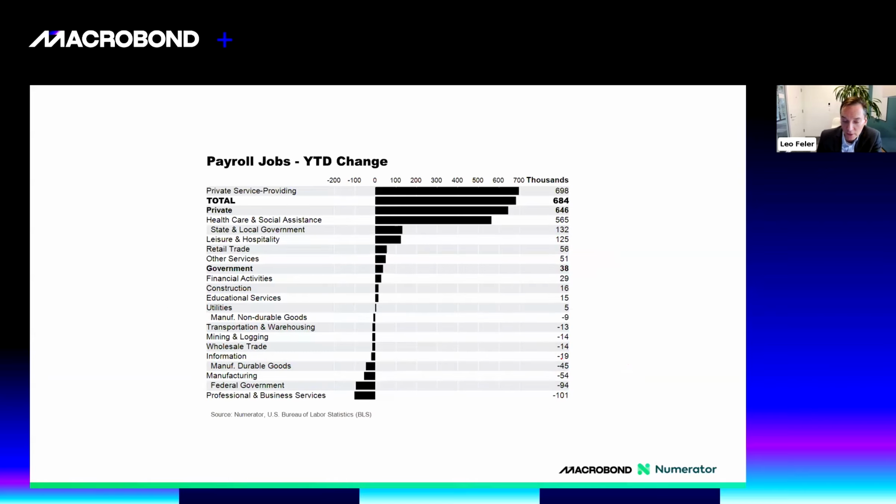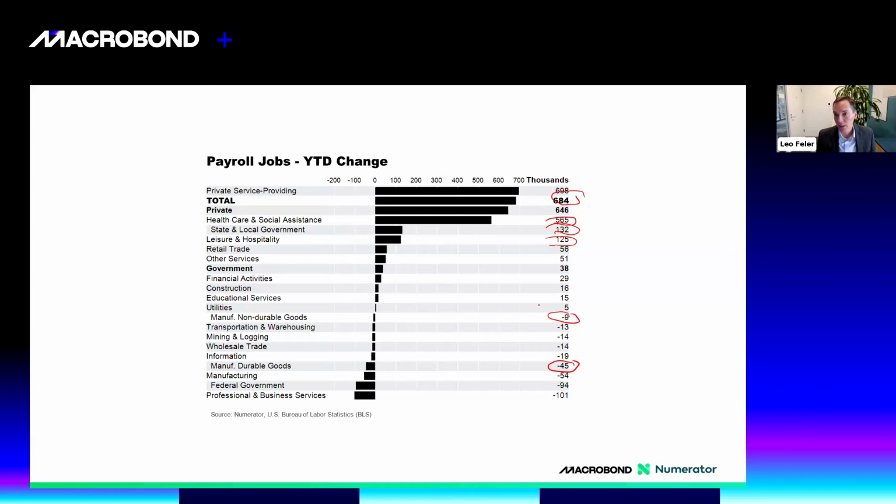Now, most of the jobs that we've been adding, right, we've added a total of 684,000 jobs year to date. If you look at where most of those jobs have been, they have been in healthcare and social assistance, 565,000 jobs. They've also been in places like state and local government hiring, and then in leisure and hospitality. Where we've actually been losing jobs is in manufacturing of things like durable goods, or non-durable goods, which is where most of CPGs and food manufacturers are going to sit. There's a little bit of job loss in these sectors.